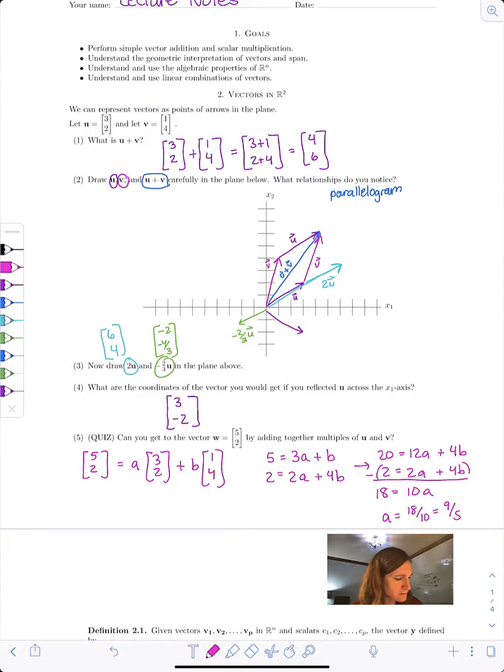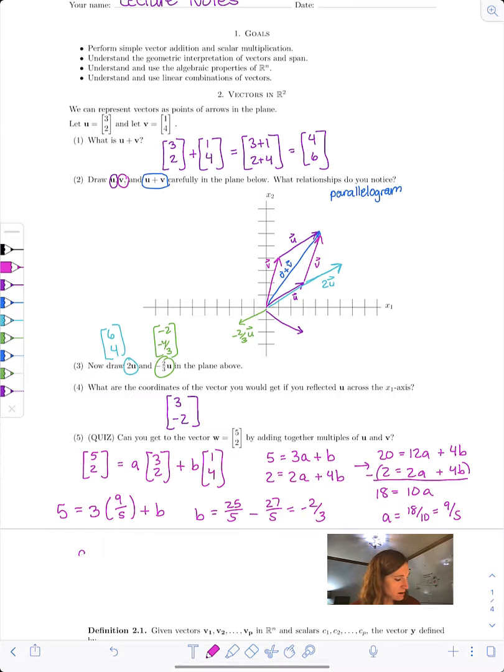And so actually we could just plug this back in to figure out what b is, because we have 5 equals 3 times 9/5 plus b. So b is going to equal 5, which we may as well make 25/5, minus 9 times 3 is 27, and so b equals -2/5.